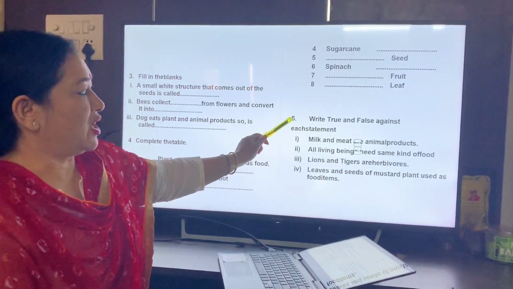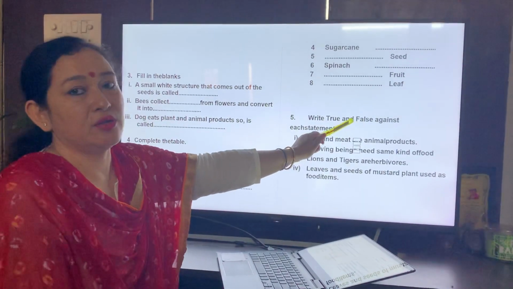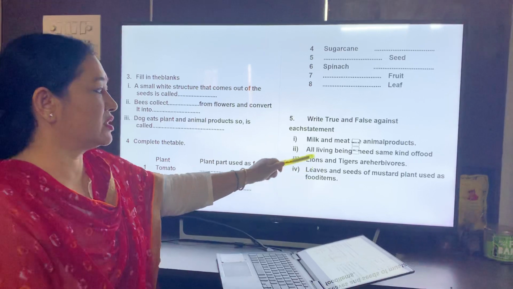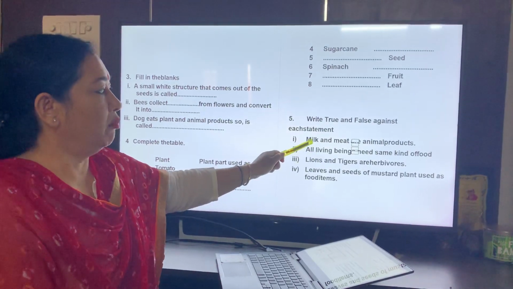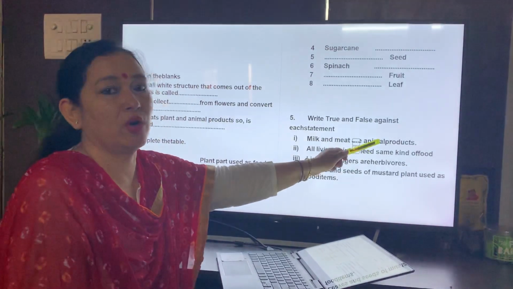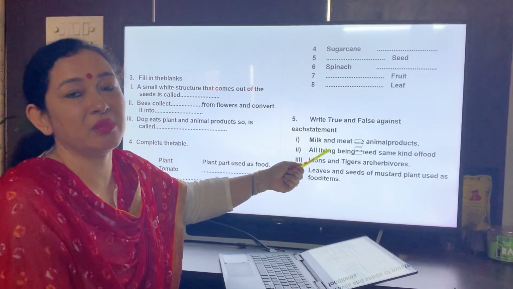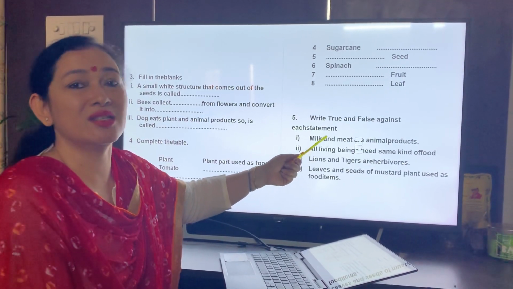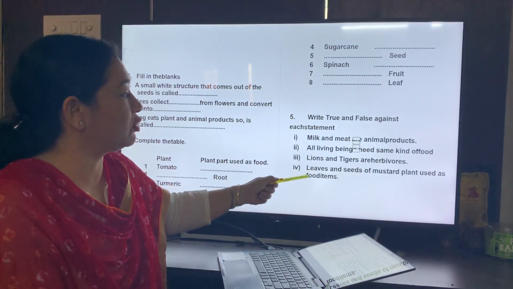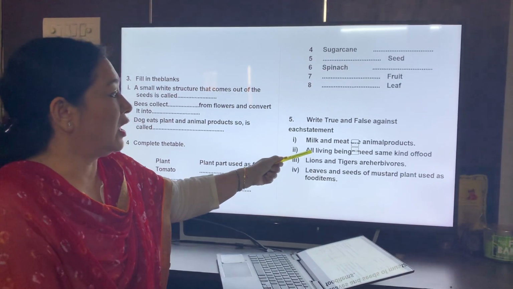Then question number 5 is true and false. You have to write whether these statements are true or false. Milk and meat are animal products. Yes, they are animal products. So this statement is right, which means it is true. So similarly, you are going to do all the other 4.